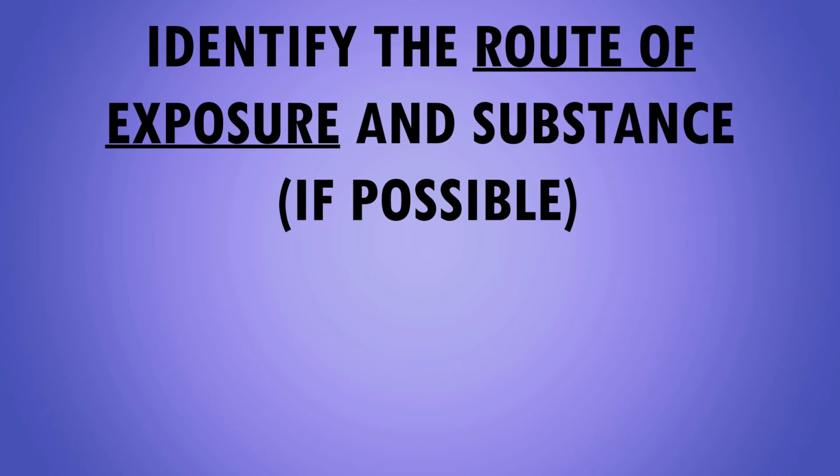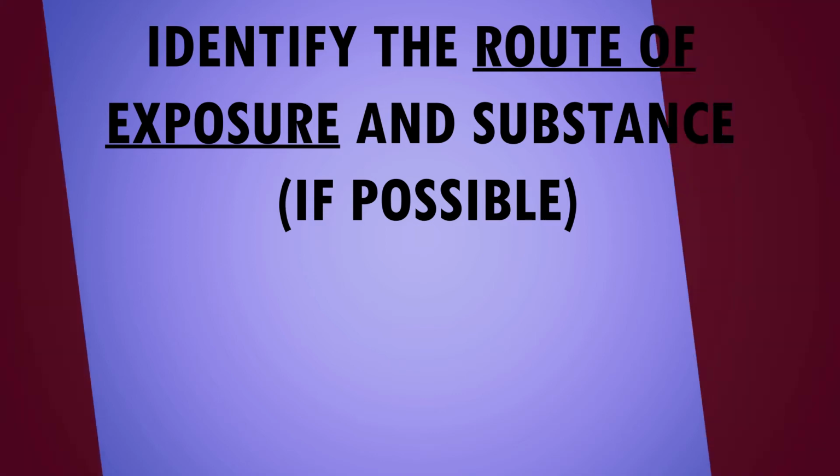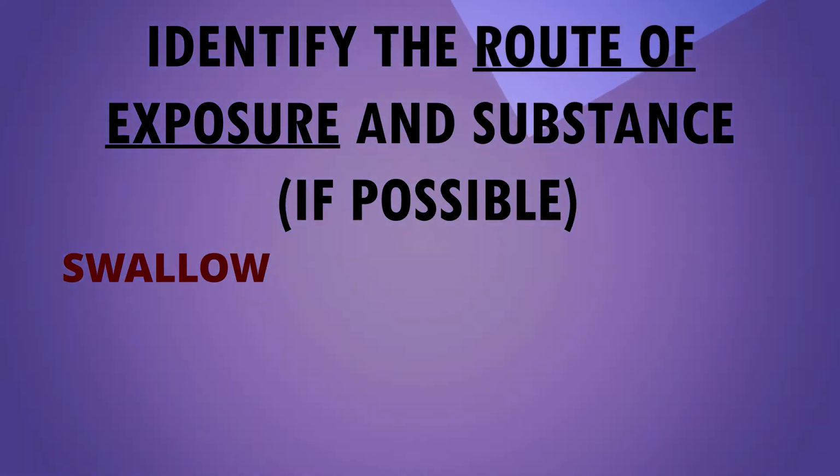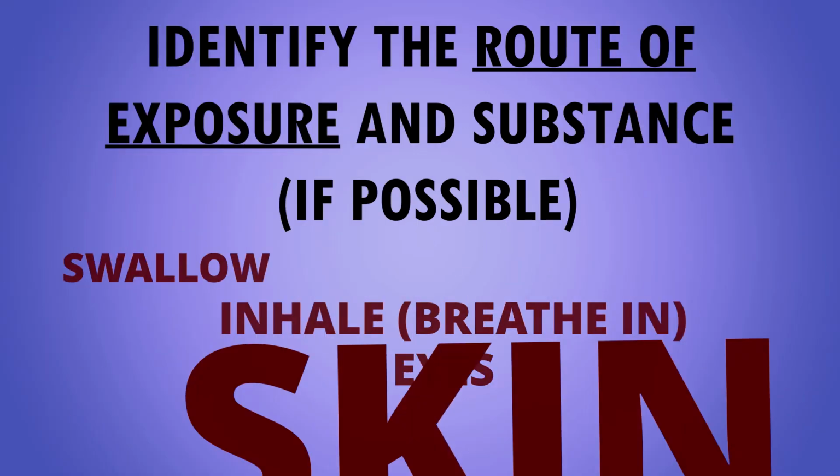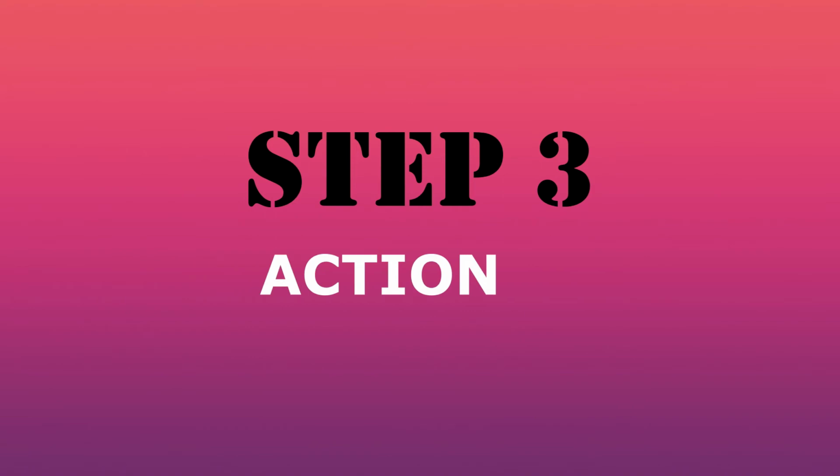So when I say identify the route of exposure, I mean you should try to find out if the child swallowed the substance, if the child inhaled it, if it entered the child's eyes, or if it poured on the child's skin. Depending on what you find out in step 2, we move to step 3, which I call the action step.